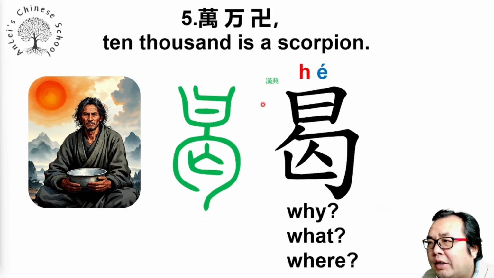So this character has a sun on the top. On the bottom is a man sitting there holding a basin, expecting people to give him something. So this character is one man sitting under the sun. Why was he there? What is he doing? Where does he come from?